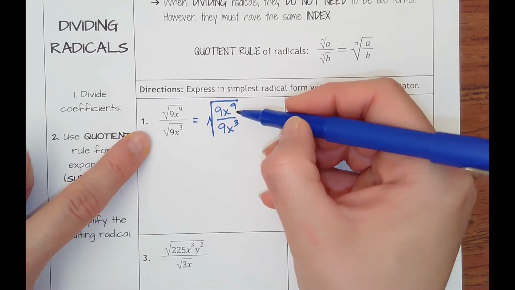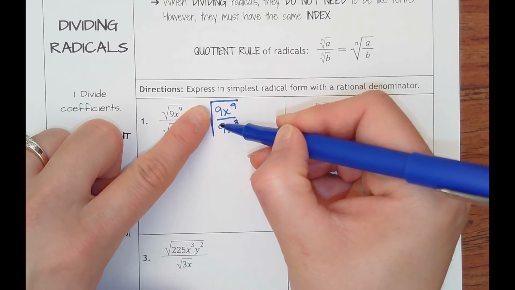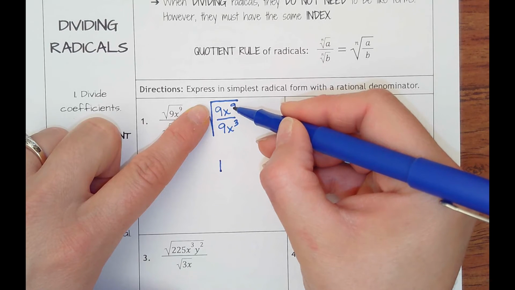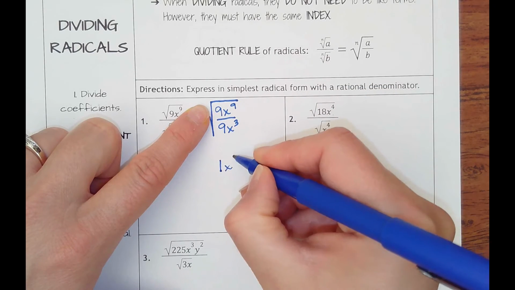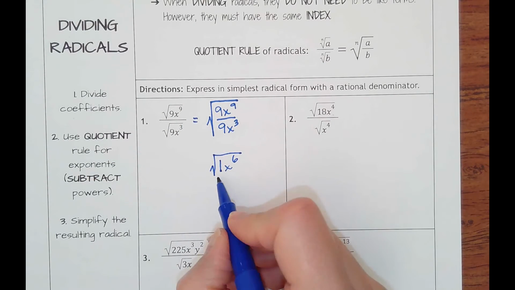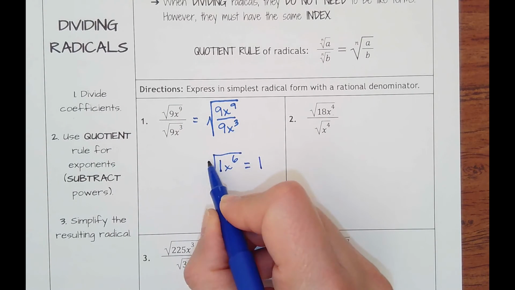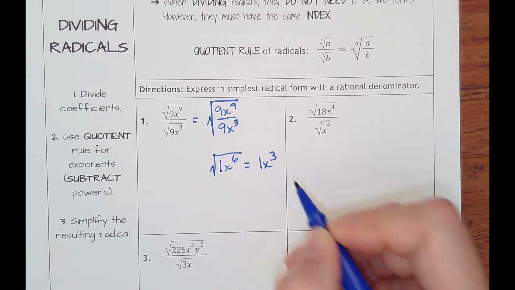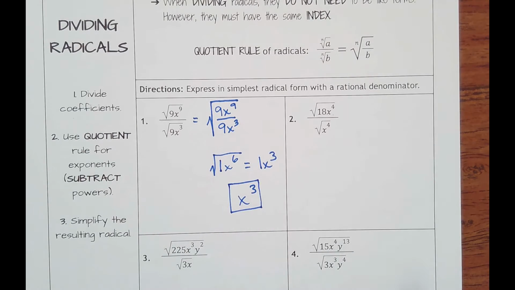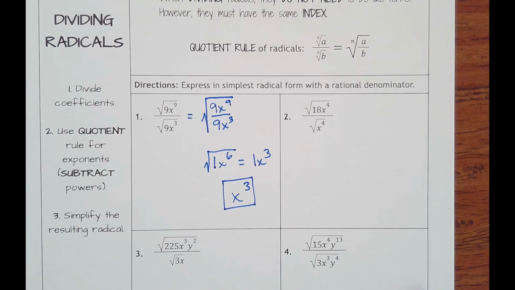But then what I can do in here is say, okay, well, I know 9 divided by 9 is a 1, and I know the quotient rule of exponents tells me to subtract 9 minus 3, and that's x to the 6th power, but this is still inside the square root. Well, the square root of 1 is 1, and 6 divided by 2 would be x cubed. I don't need the 1 in front. Really, my answer is just x cubed. So it becomes pretty much the quotient rule.